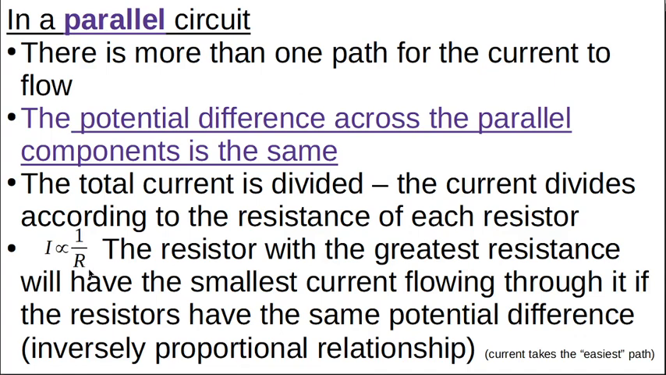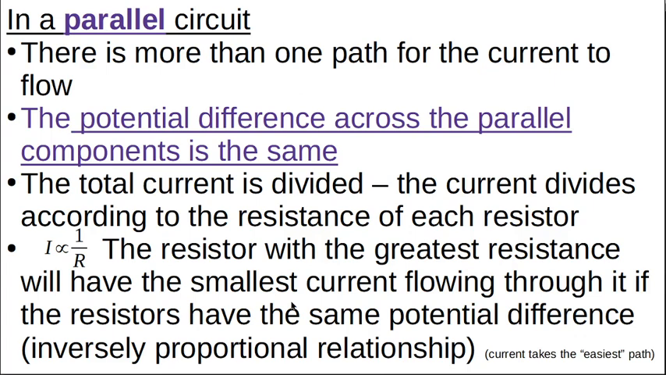So I always call this current takes the easiest path, okay? So it says here, the resistor with the greatest resistance will have the smallest current flowing through it if the resistors have the same potential difference, okay? So this says to you, in a parallel circuit, the potential difference is the same everywhere. So if I've got 3 parallel resistors, and one of them is 2 ohms, one of them is 6 ohms, and one of them is 12 ohms, the current will take the easiest path, and nearly all of the current will go through the 2 ohm resistor, and very little current will go through the 12 ohm resistor, because that's just how current works in a parallel circuit.